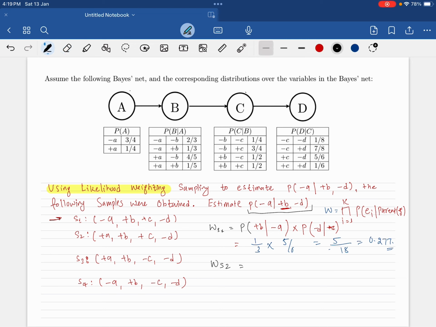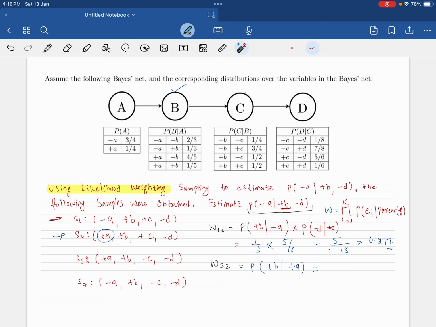Okay, let's do it one more time. So let's find out the probability of this sample 2, right? So that will be probability that evidence, the first evidence is plus b, not d. So this one, right, plus b given its parent, the parent of b is a. So you look at this sample S2, because we are finding the weight of this sample S2. So that is plus a.